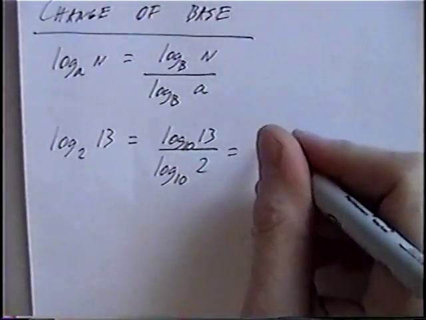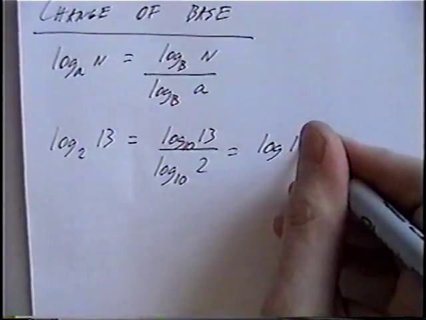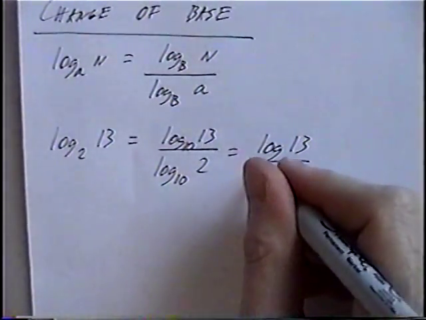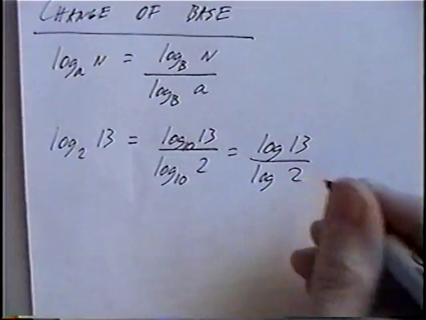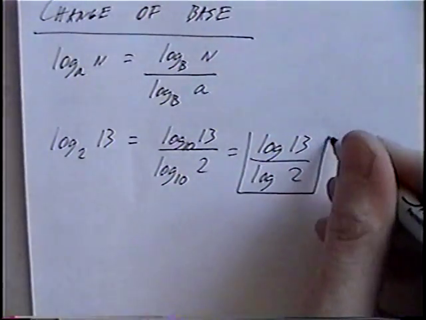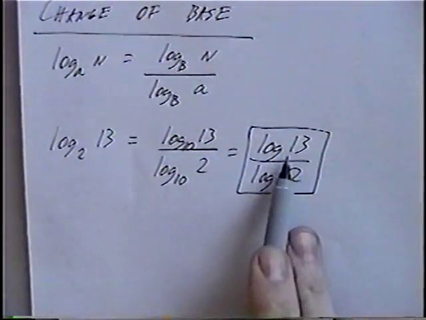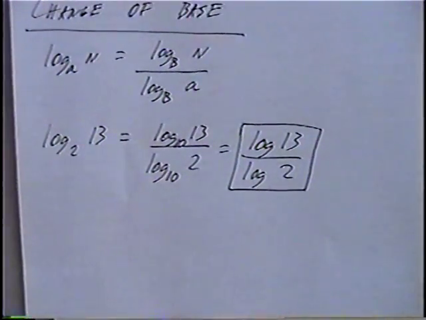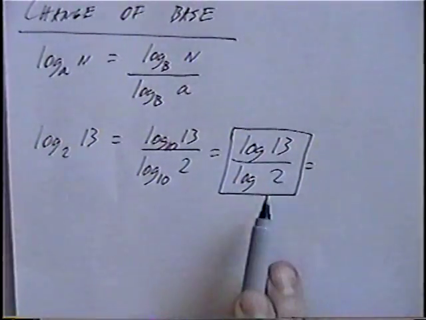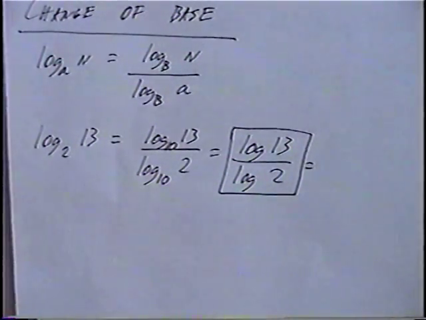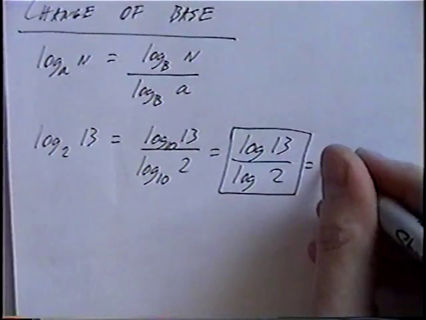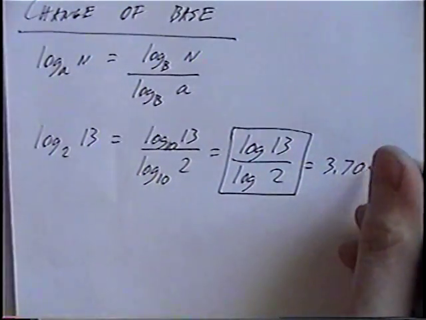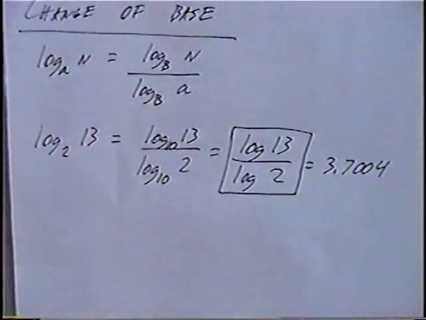When you write this as your final answer, you can leave off the 10 and just have log 13 divided by log 2. If there's no number written as the base, it's assumed to be a 10. If you wanted to, you could also use a calculator to figure out log 13 divided by log 2, and that would come out to 3.7004.